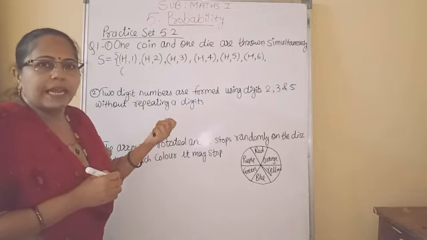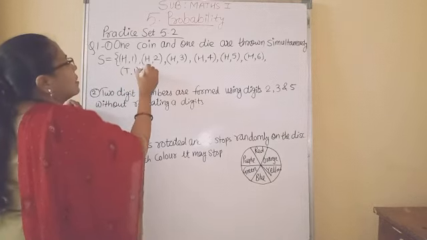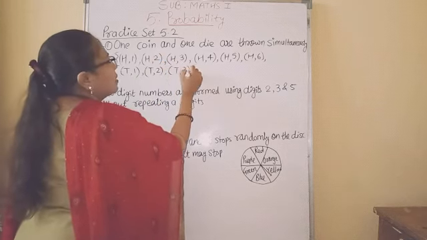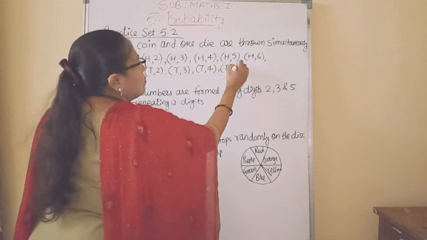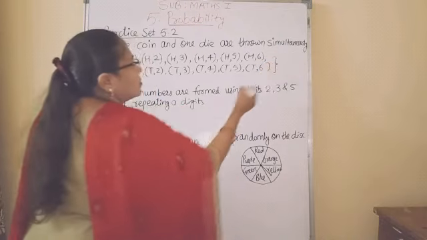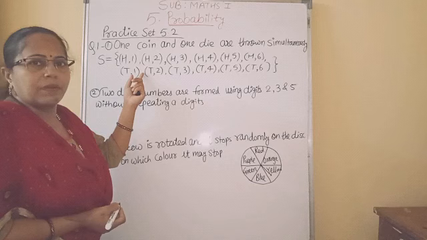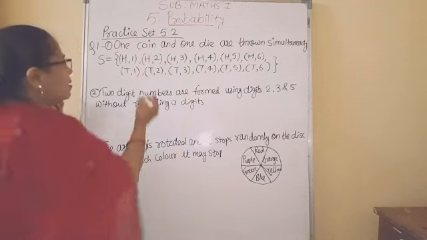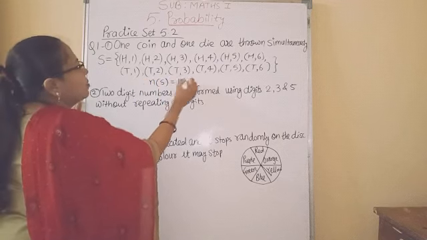Now we will change the result on the coin. Now instead of head we will get tail, and on the die you will get 1. Next result is T2, next T3, T4, T5, and T6. And close the curly bracket. Followed how to write the sample space for this experiment? Now how many sample points did we get? 6 plus 6, 12. So therefore here n(S) is equal to 12.